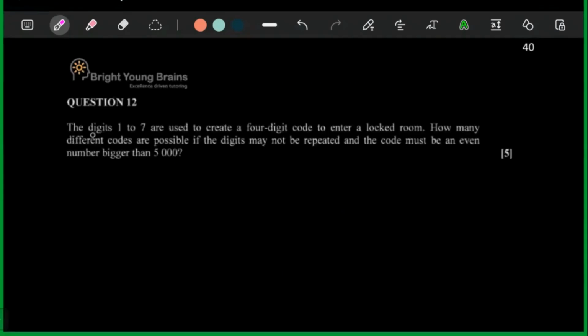That's fine. The digits 1 to 7 are used to create a 4-digit code to enter a locked room. How many different codes are possible if the digits may not be repeated and the code must be an even number bigger than 5,000? So you see, we've just read the question.